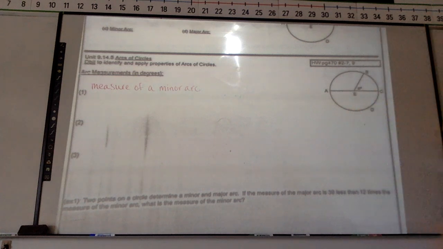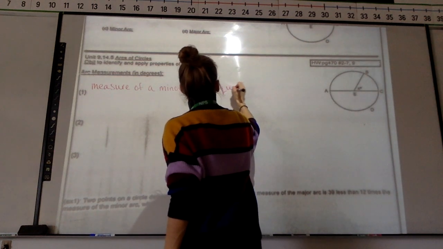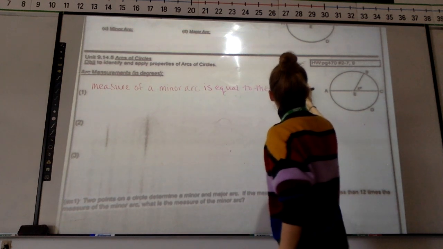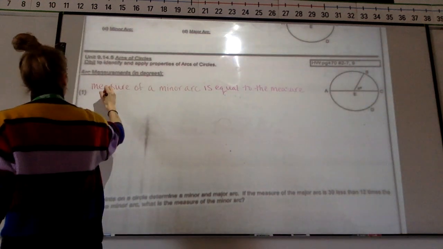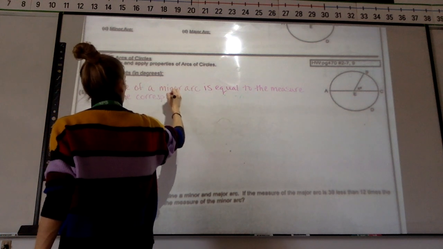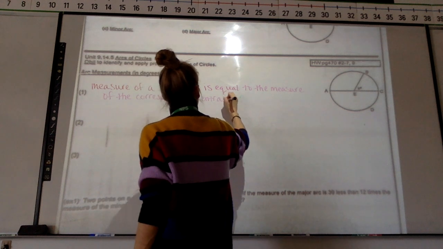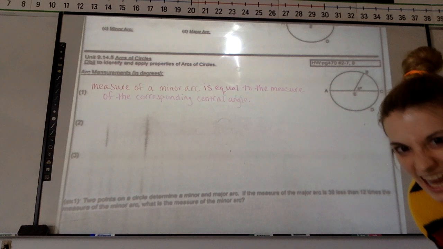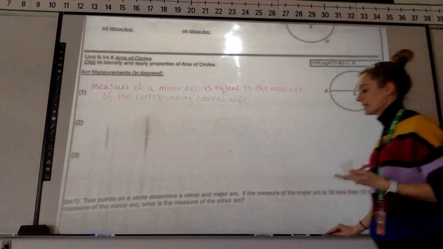The measure of a minor arc is equal to the measure of the corresponding central angle. Can we see this? Kind of. Okay. So the measure of a minor arc is equal to the measure of the corresponding central angle.